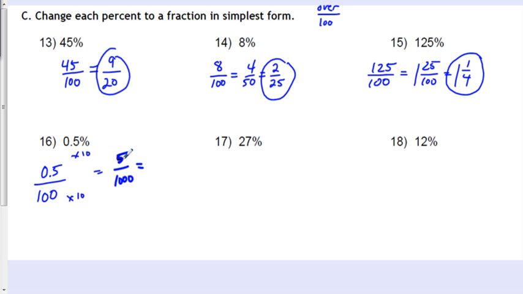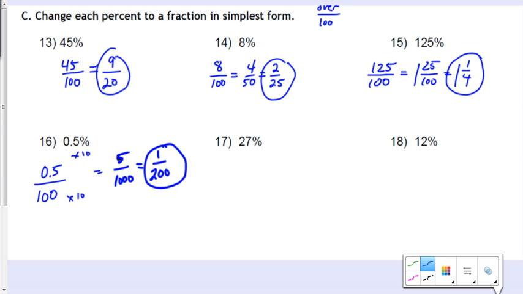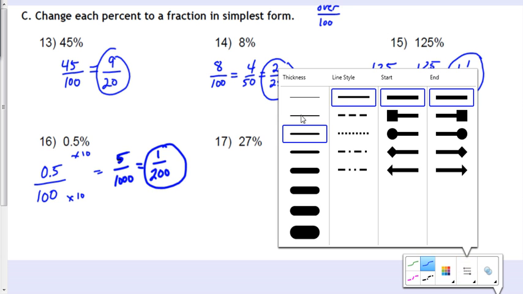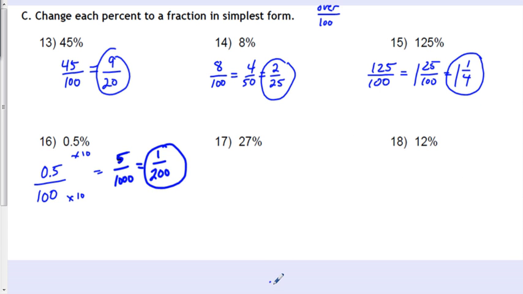And then I can simplify that. 5 goes into 5 once, 5 goes into 1,000 200 times. And if I think through that a little bit, 1 over 100 would be 1%. 1 over 200 would be half of that, which is half a percent.